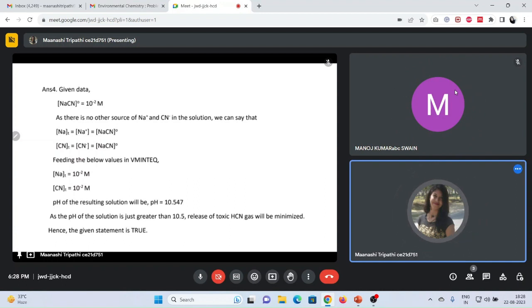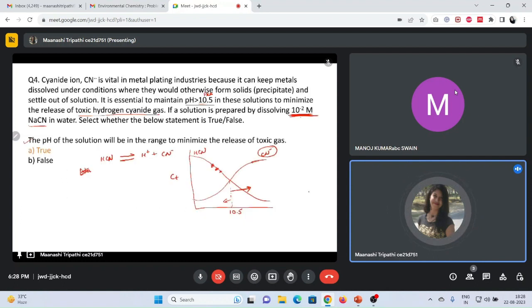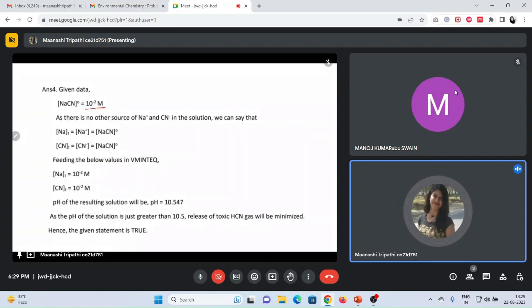So, the total NaCN given is 10 raised to power minus 2 molar. What I told is, if the pH is coming more than 10.5, then most of the cyanide will be in the form of CN negative ions. So there is no harm of the release of toxic hydrogen cyanide gas. So we want the solution to be on this side, pH more than 10.5. So we'll see if it is coming by dissolving 10 raised to power minus 2 NaCN.